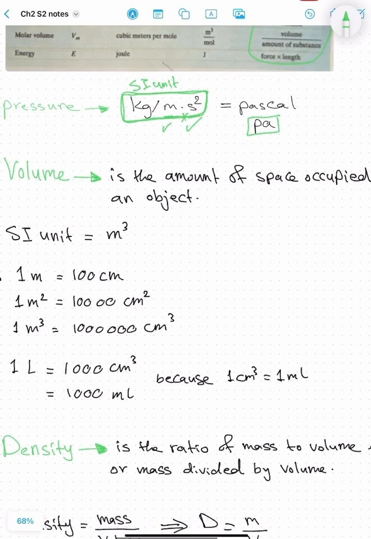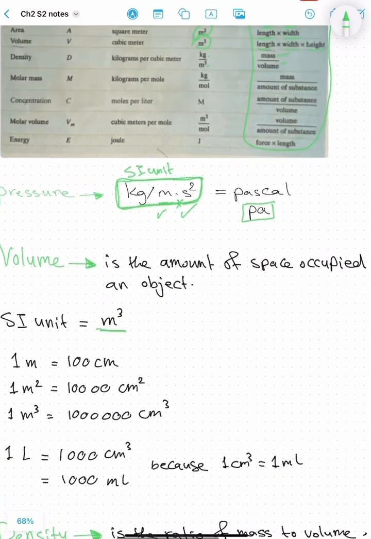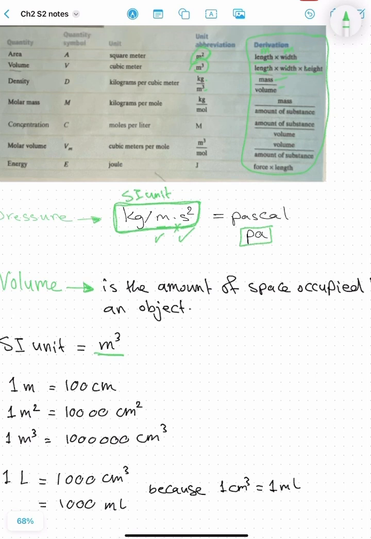Volume, on the other hand, is the amount of space an object occupies. We already talked about this, but we have to know the SI unit is cubic meters. For area, it is square, so to the power of 2. For volume, it is to the power of 3, so cubed.